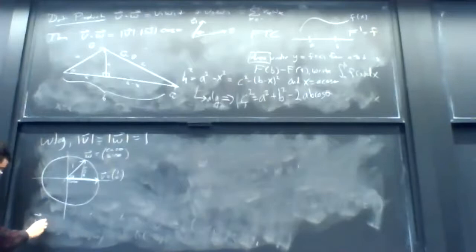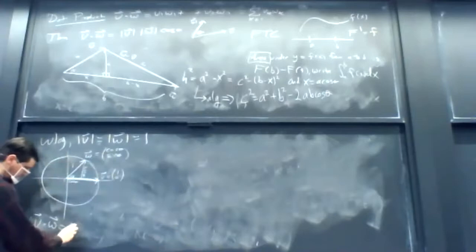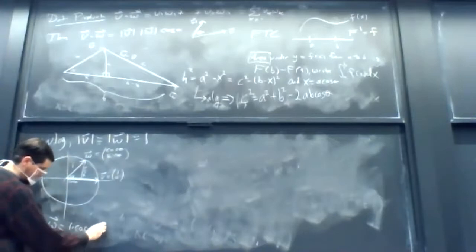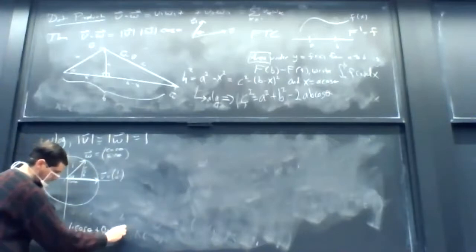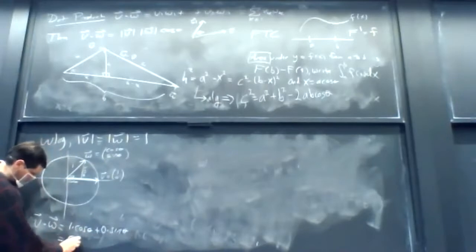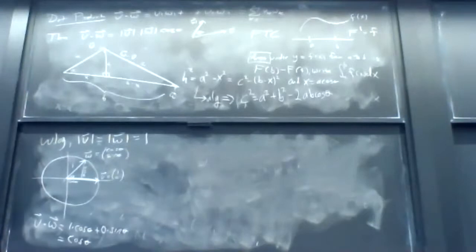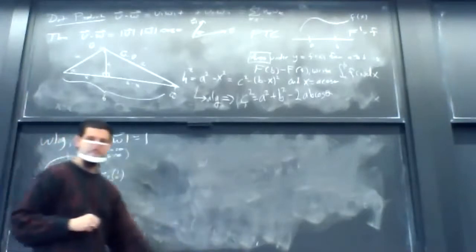So what is V dot W? It's going to be 1 times cosine theta plus 0 times sine of theta, which equals cosine of theta. Aha! That's what we're trying to show.